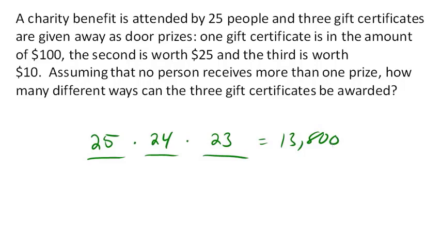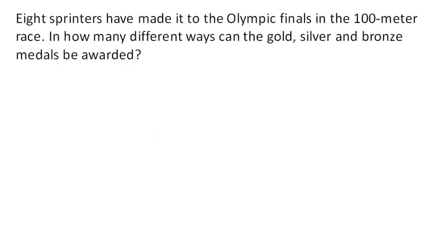8 sprinters have made it to the Olympic finals, 100 meters. How many different ways could the gold, silver, and bronze be awarded? Or how many different possible outcomes are there, basically? So similar to the last problem, there are 8 possibilities for the first place for the gold. There are 7 possibilities for the silver, and there are 6 possibilities for the bronze. That gives us a total of 336 different orderings, or 336 different outcomes.